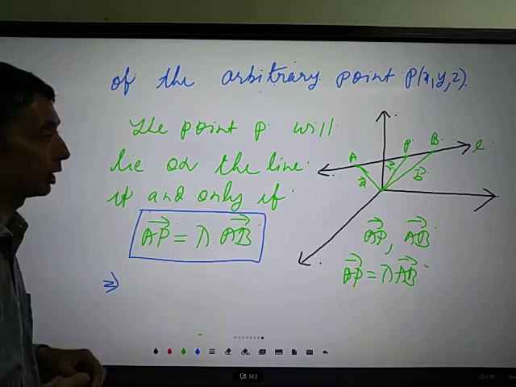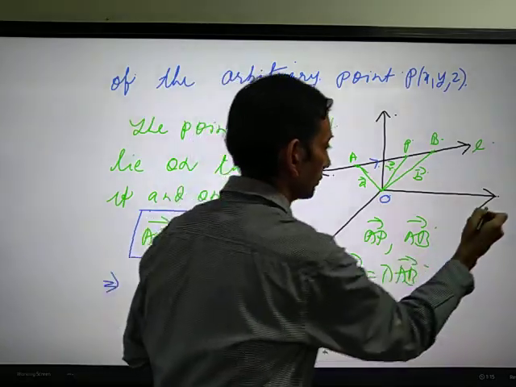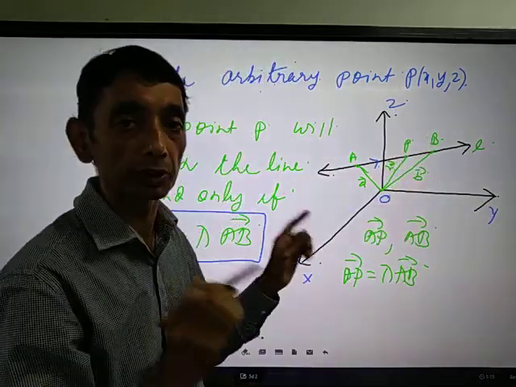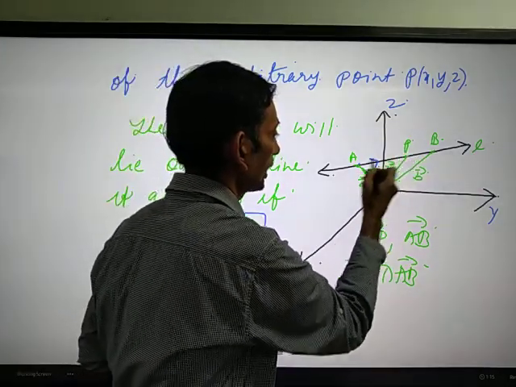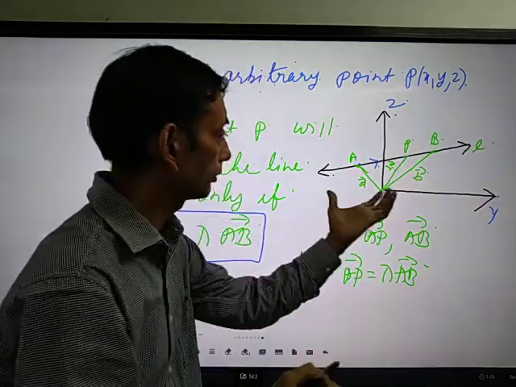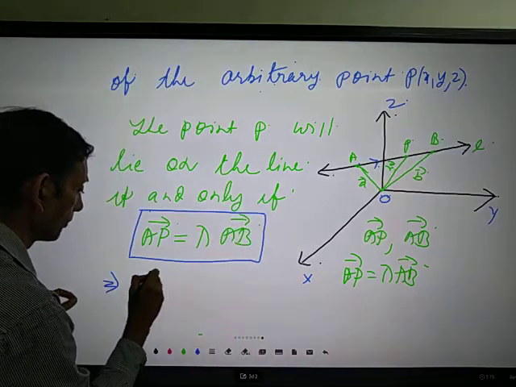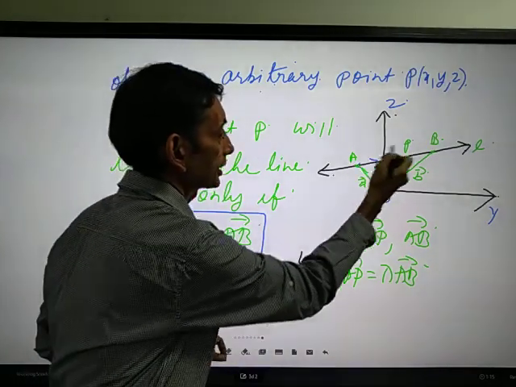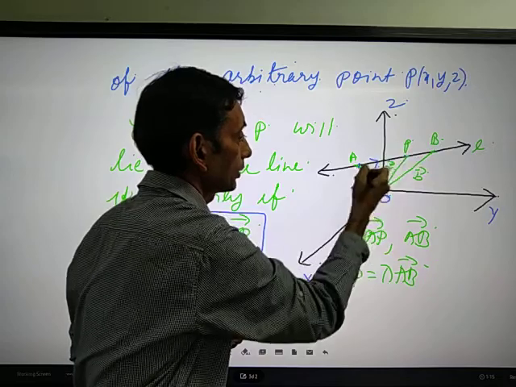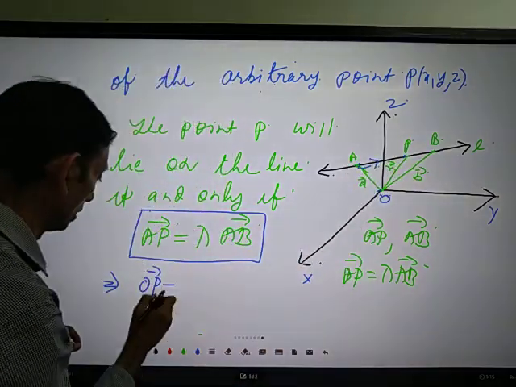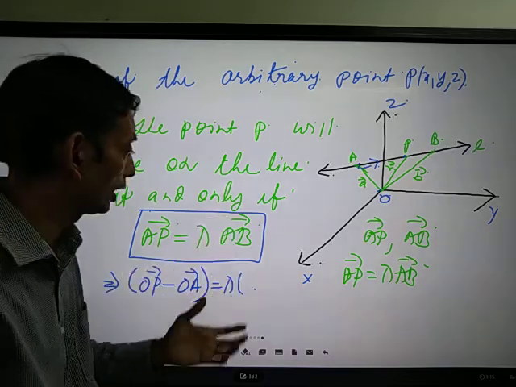Now, we just write the value of AP. This is O, this is X, this is Y, this is Z. For that, we are going to use the triangle law of addition from OAP. So we know that AP is equal to OP minus OA, because OA plus AP gives us OP. Therefore, AP will be OP minus OA, equal to lambda, where lambda is any real number, times AB.